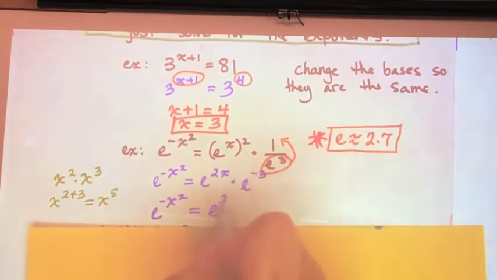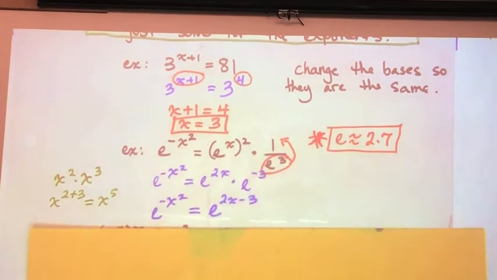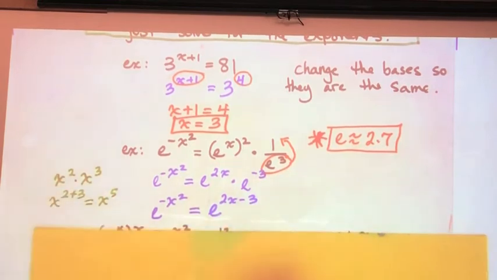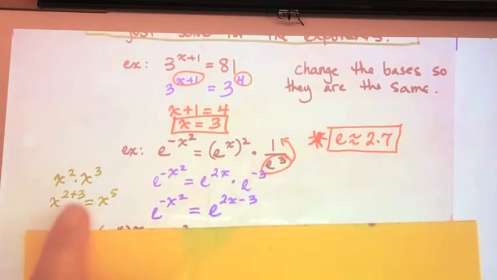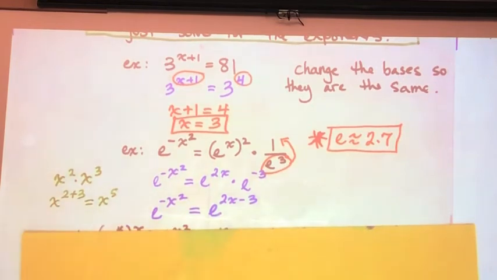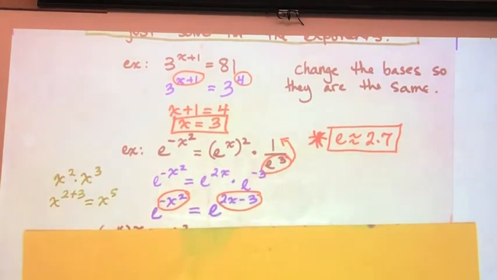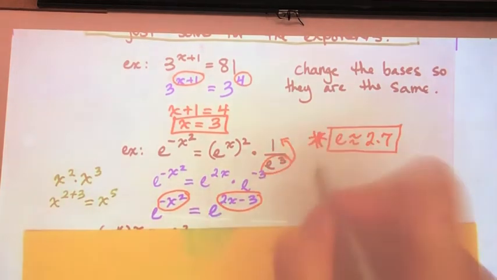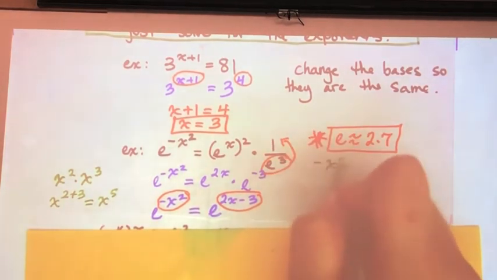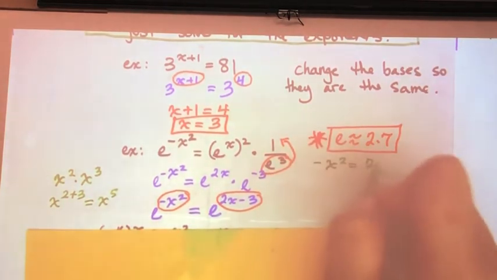So I have 2x minus 3, because I can't do anything else other than that, because they're not like terms. So once again, if the bases are the same, and I'm multiplying 2 bases that are the same, I can just add the exponents, like over here, okay? So now that we have 1 base on either side, we can look at the exponent and just solve for that. So now I have negative x squared is equal to 2x minus 3.